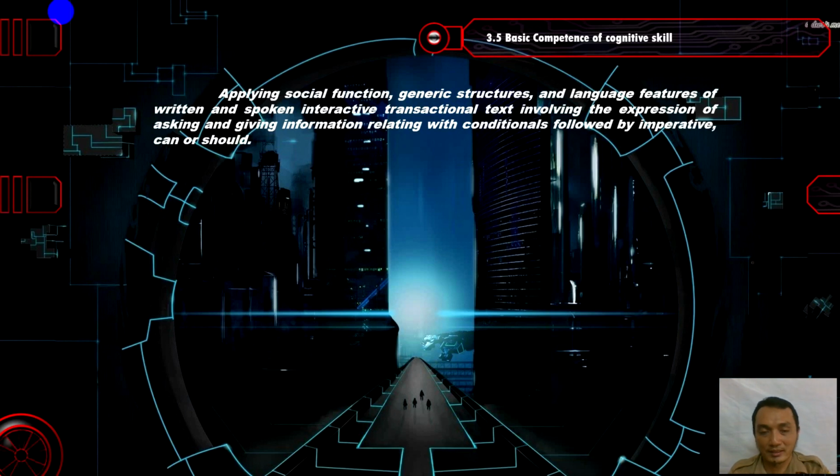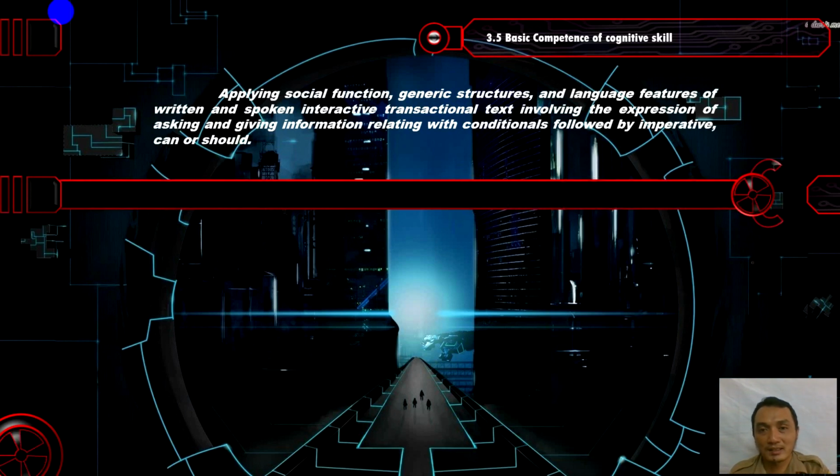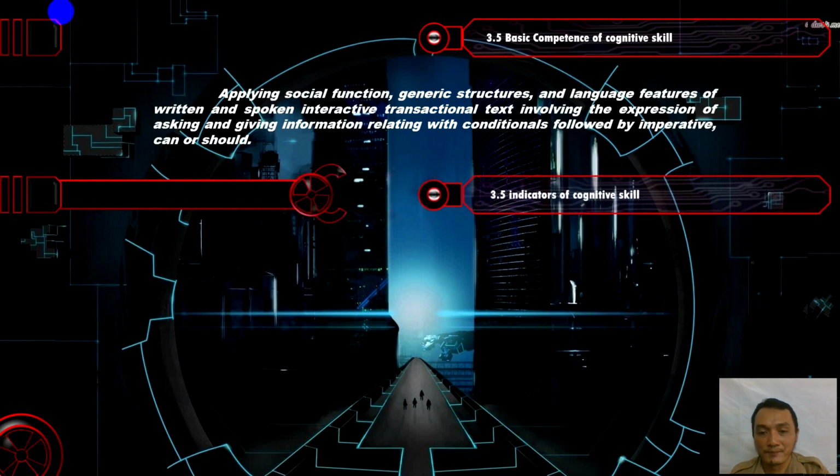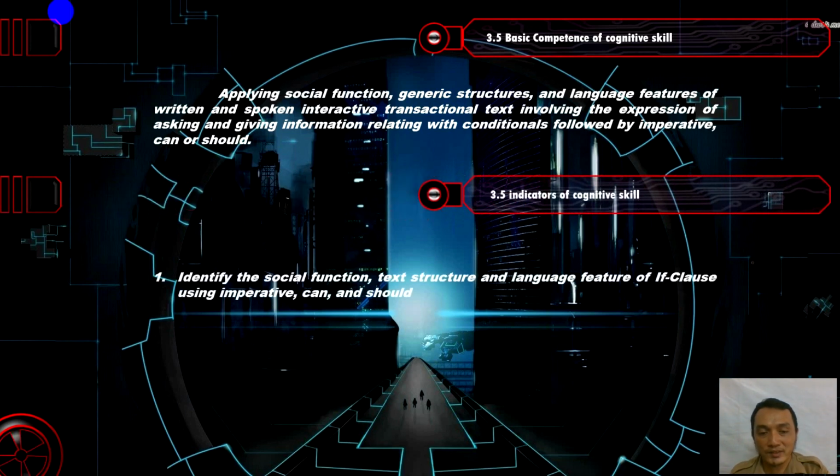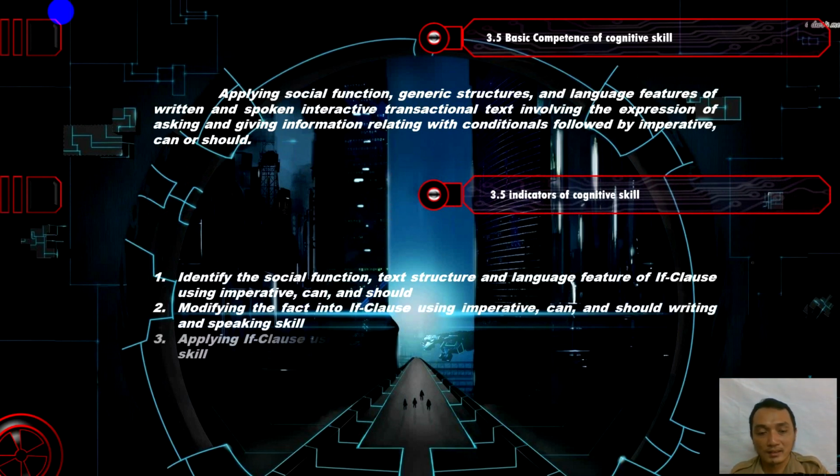Now we go to the next: the indicators of the lesson in 3.5, basic competence of cognitive skill. The indicators are: the first is identify, so you should be able to identify. Second is modify. The third, or the last, is applying if clauses using imperative, can and should in writing and speaking skill. We go to the next.